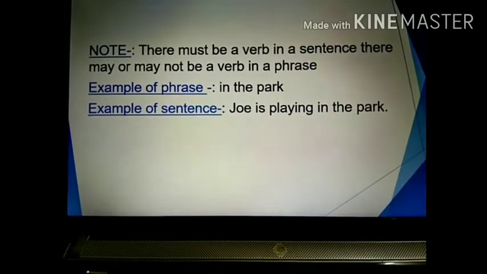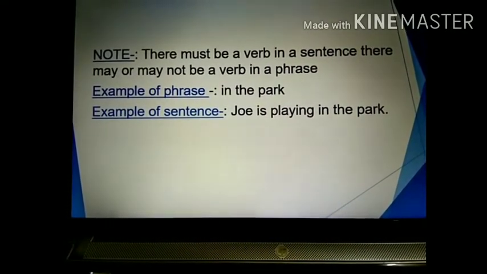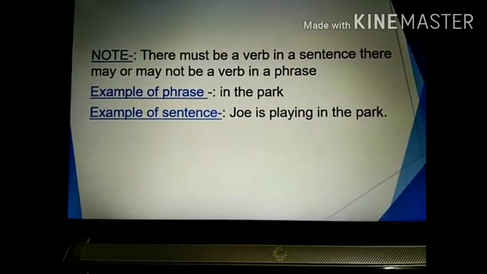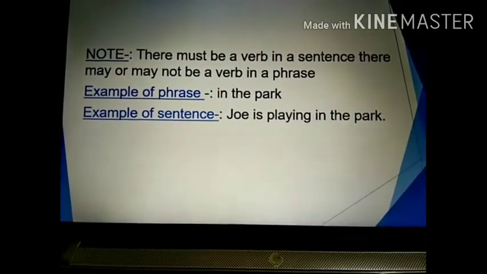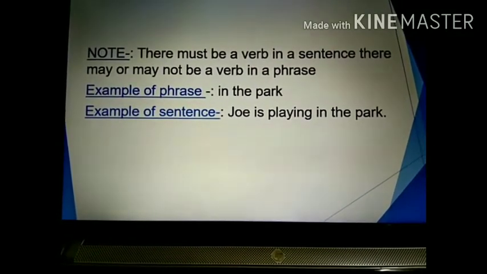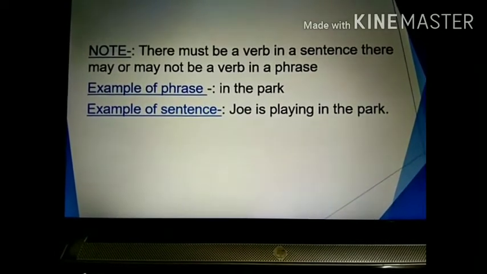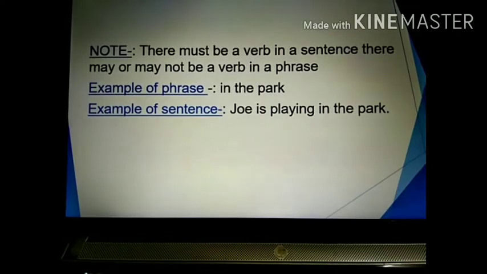Who is the park? Where is the park? We are not getting that. But with the example of a sentence, "The boy is playing in the park." Now this arrangement of words is making sense. It ends with a full stop. So we can consider this group of words as a sentence.